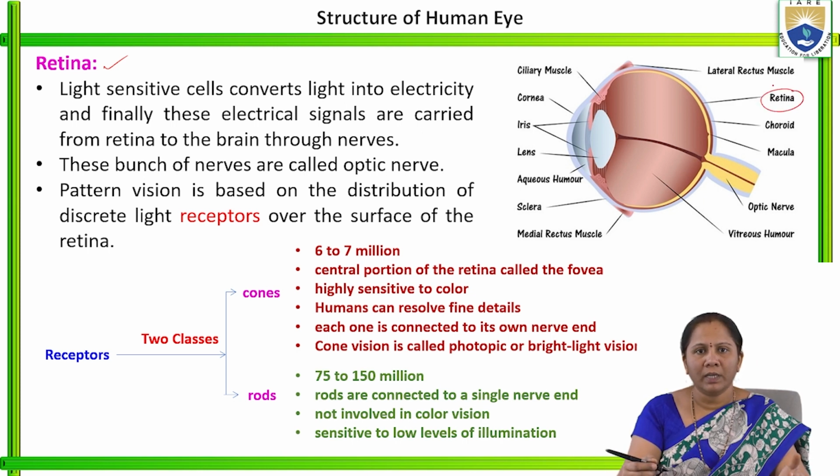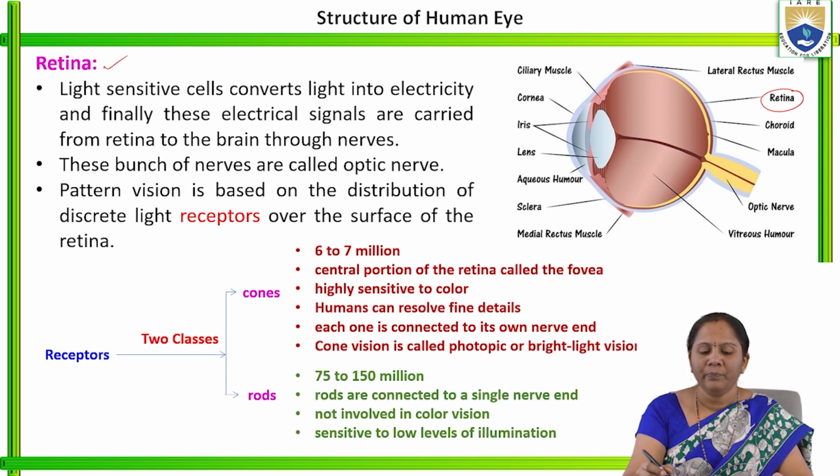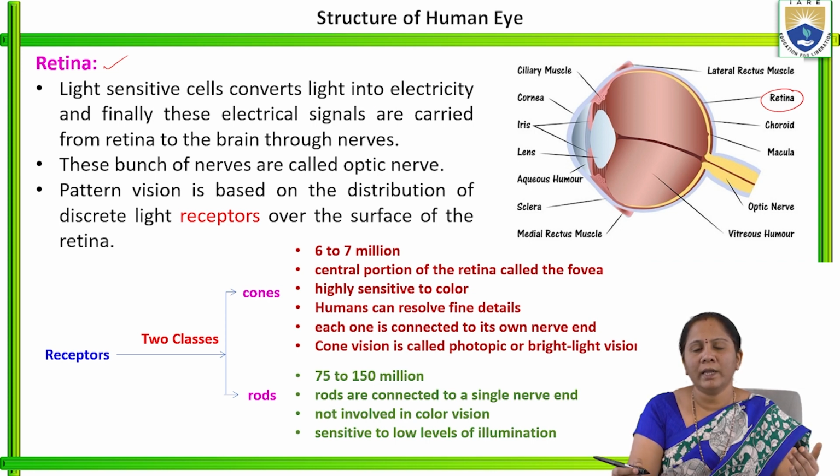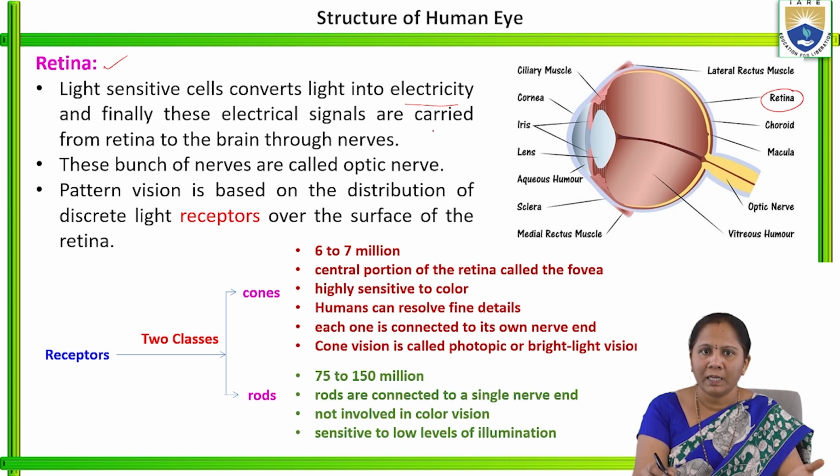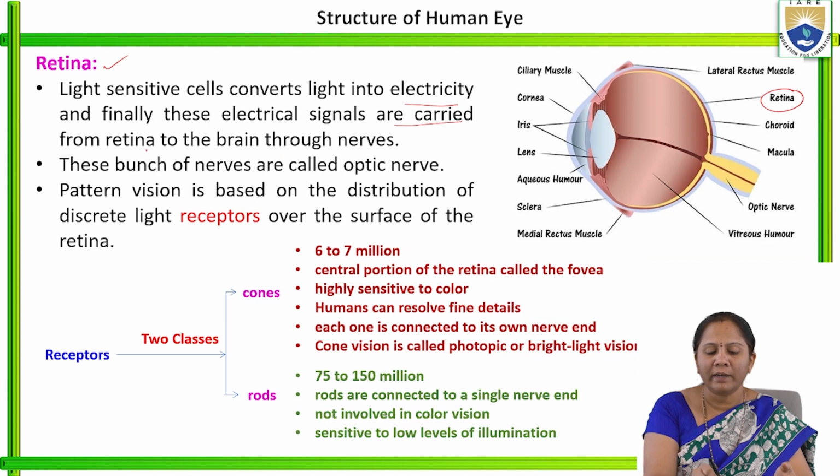Okay, so we can go into detail about this part, the retina. So, light-sensitive cells: as soon as the light enters through the iris and the lens and falls on the retina, what happens? That particular light will be converted into electrical signals, and those electrical signals will be carried from the retina to the brain.